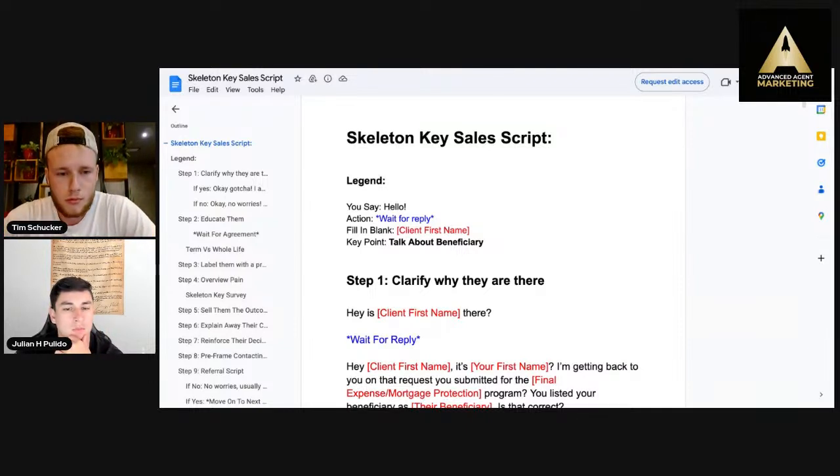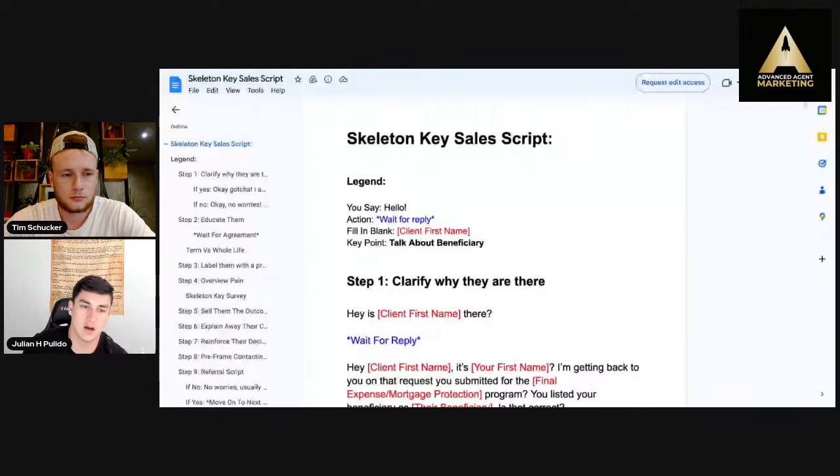Yeah. So basically, when you're looking at the script here, obviously the black text is going to be what you're saying. The actions are going to be the blue. It's all there on the legend for you. Basically, just key points to follow across. But the biggest thing is understanding what key points is. So it says talk about the beneficiary. Basically, this is a 9-step framework that you can follow.